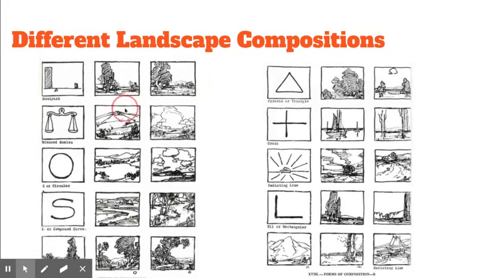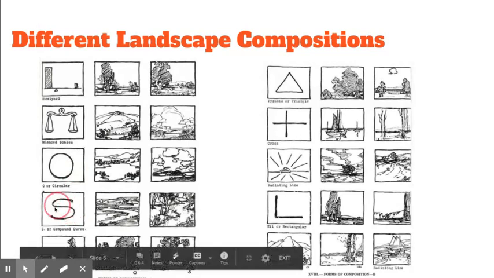Okay, and then this one is balanced on both sides, right? So whatever it has on the left, it has on the right. And then this one is an O, or circular. So it has a lake in the center here that's circular. And then on this one, it has the clouds going in a circle. Okay, so those are two different examples of the circular composition.